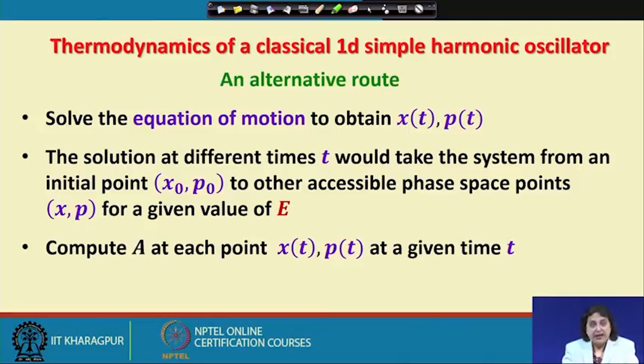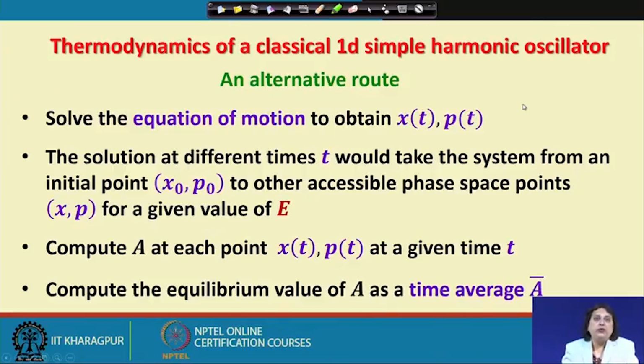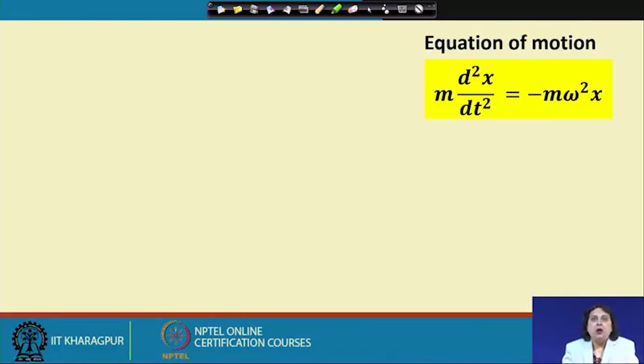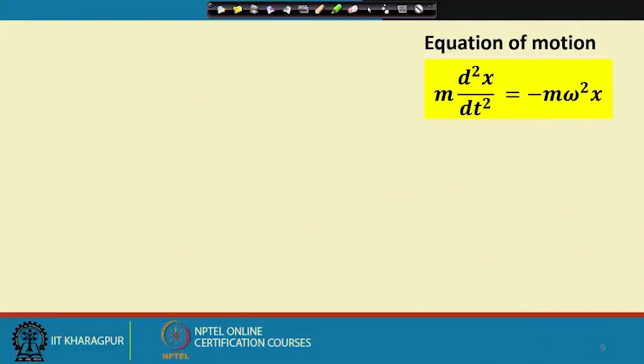And then for each such point x(t) and p(t) accessed by the system at a given time t, I will compute the value of A. Once I collect a very large number of such values of A, I will take an average, but in this case it is going to be a time average. Let us see how this can be done for the one dimensional simple harmonic oscillator.